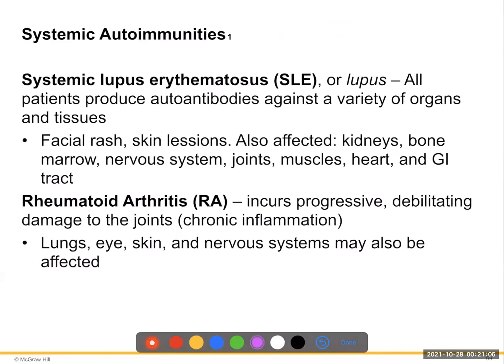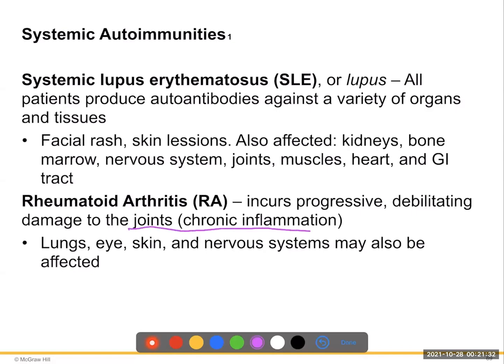So lupus, okay, all patients produce autoantibodies against a variety of organs and tissues. Facial rash, you get that butterfly lesion on your face. One of the signs of lupus is the facial rash. Skin lesions, it also affects your kidneys, bone marrow, nervous system, joints, muscles, heart, and GI tract. It affects everything.